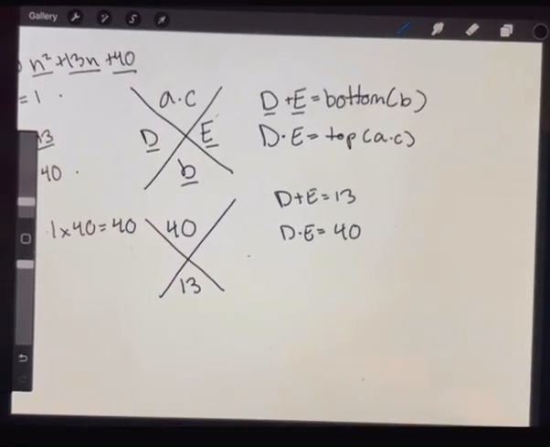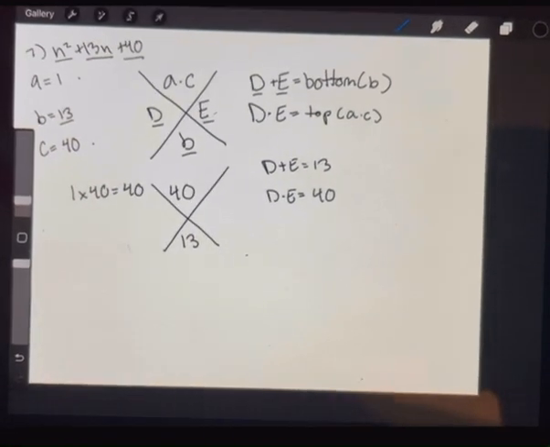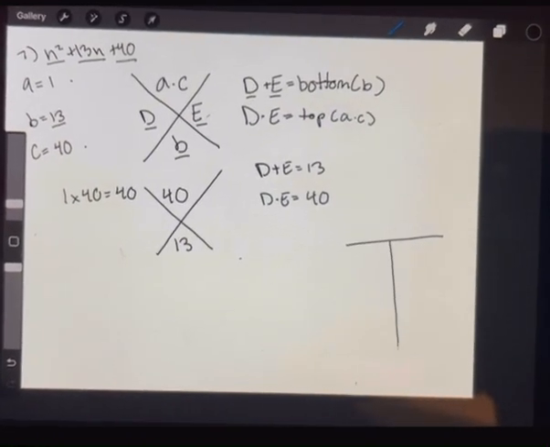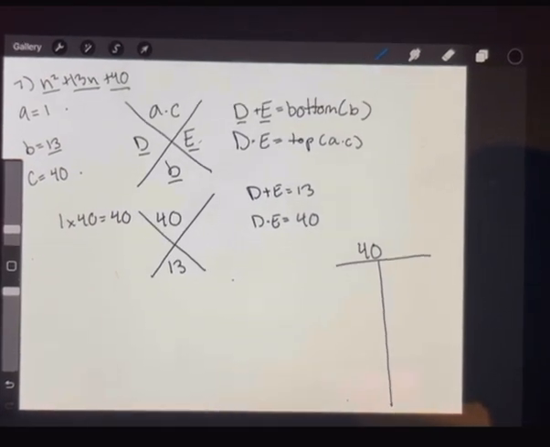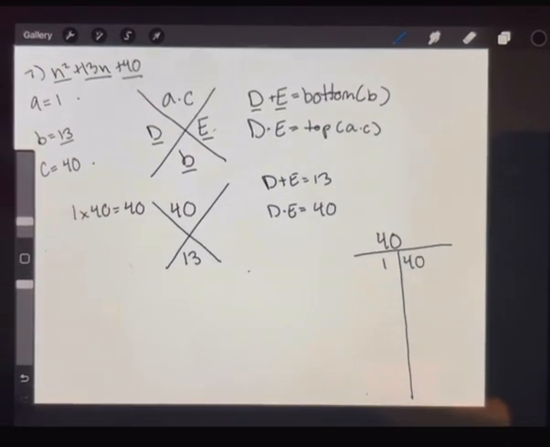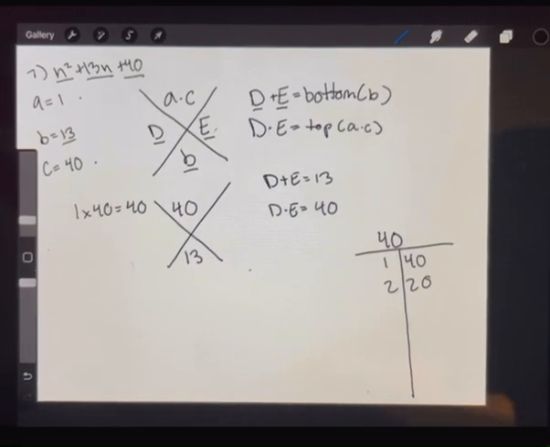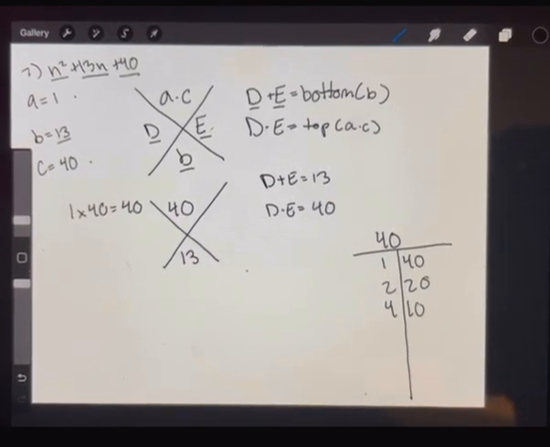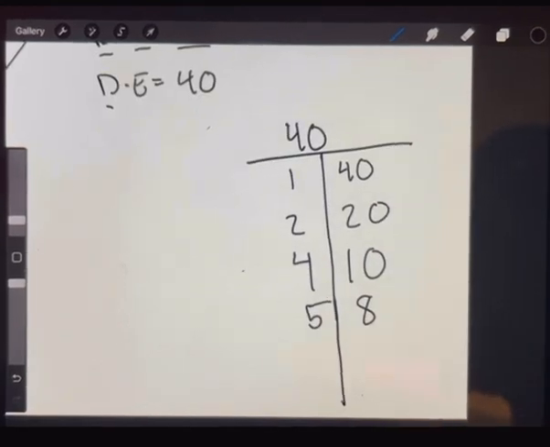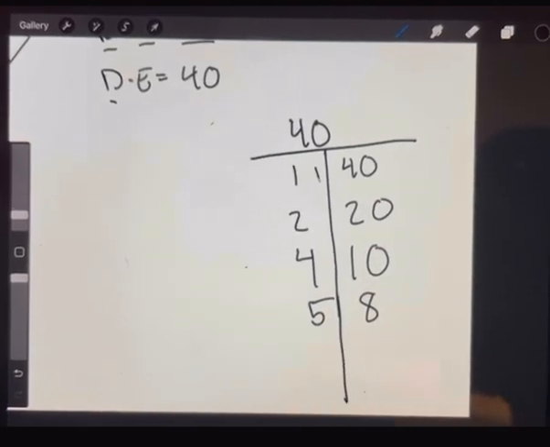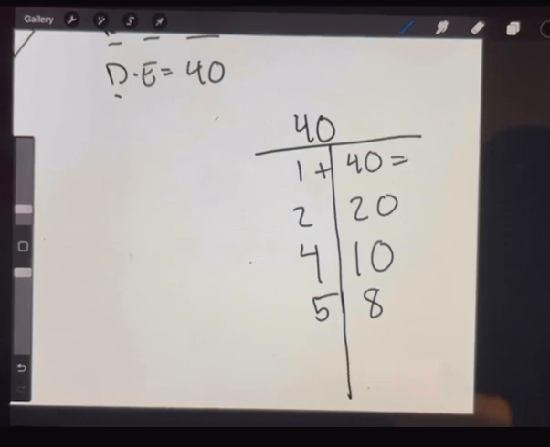Now there are an infinite number of equations to equal 13, but there are finite numbers of things to multiply together to get 40, so I find it easy to write out its factors. 1 and 40, 2 and 20, 4 and 10, and 5 and 8. We know that these will all multiply together to equal 40. We have to add them together to see which one equals 13.